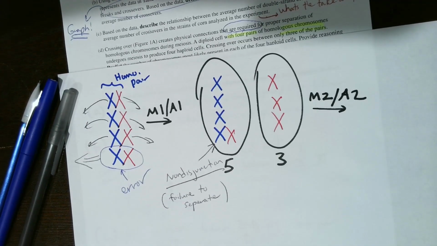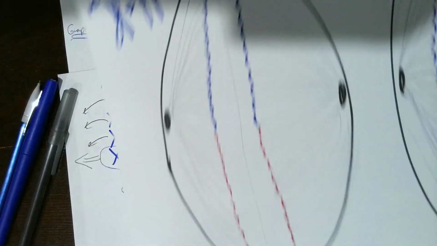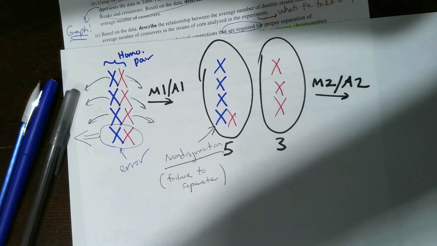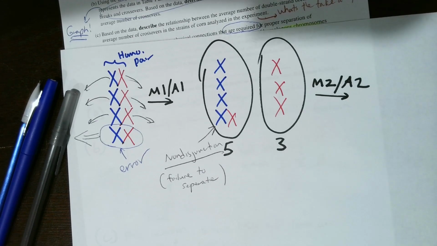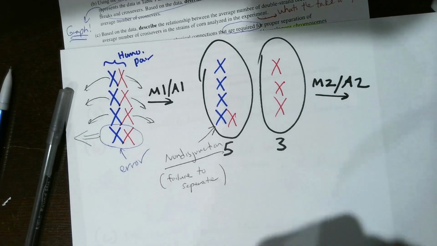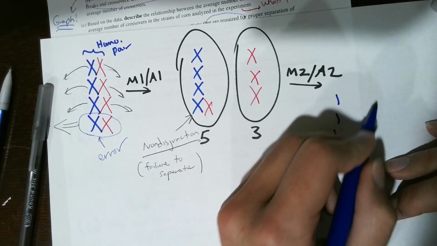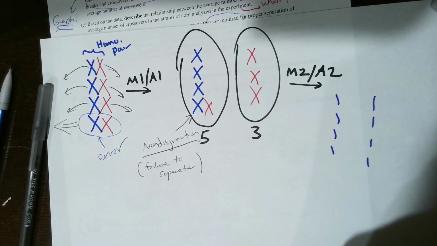Let me see if I can find those pictures. Anaphase 2. So each one of these little chromosomes is going to get separated. So now it's going to look like 2, 3, 4.